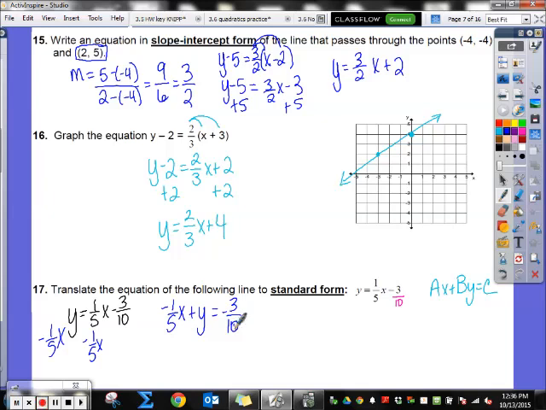Now I have a fraction and I have a negative in front, and I'm going to get rid of both of those at the same time. When you have two fractions, you want to think about what the common denominator would be, and that would be 10 for 5 and 10. So I'm going to multiply every term by negative 10. So up here, if we cross reduce, that would cross reduce to 2 times x is just 2x. That would be minus 10y equals 3 would be your answer.